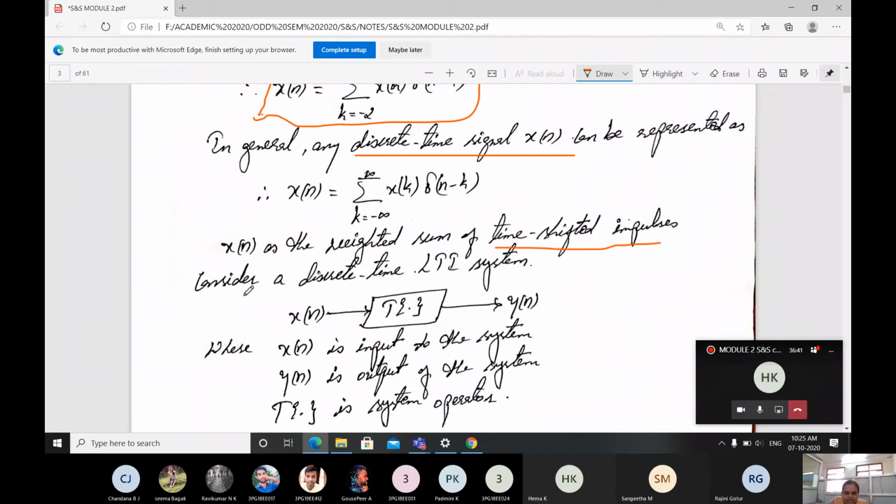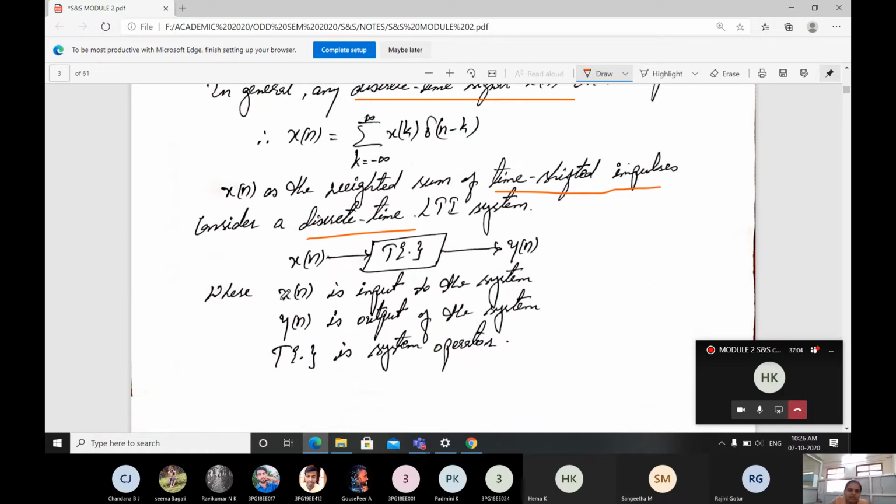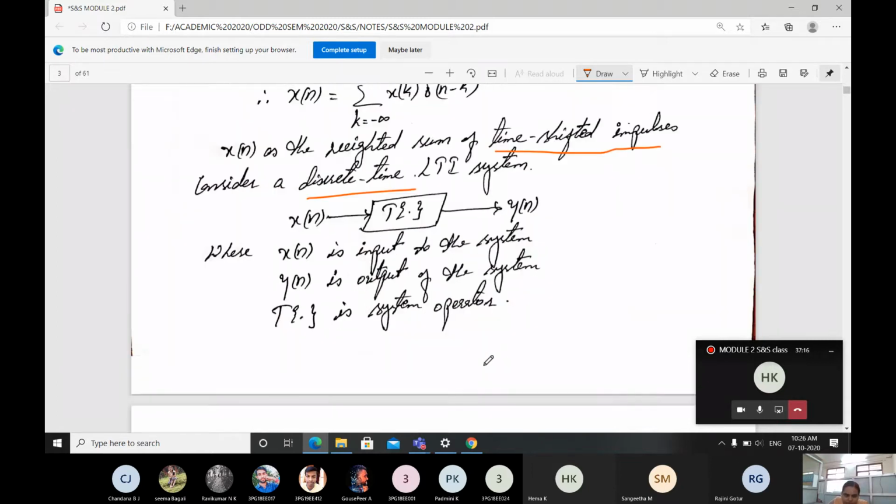Okay, then I can go with the deriving part. Consider a discrete time LTI system. Here we are going to consider x of n as an input to a system, taken as the T operator, T with a square bracket, here it may be anything. Then you will be getting the output as y of n, where x of n is the input to the system, y of n is the output of the system, and T is the system operator.